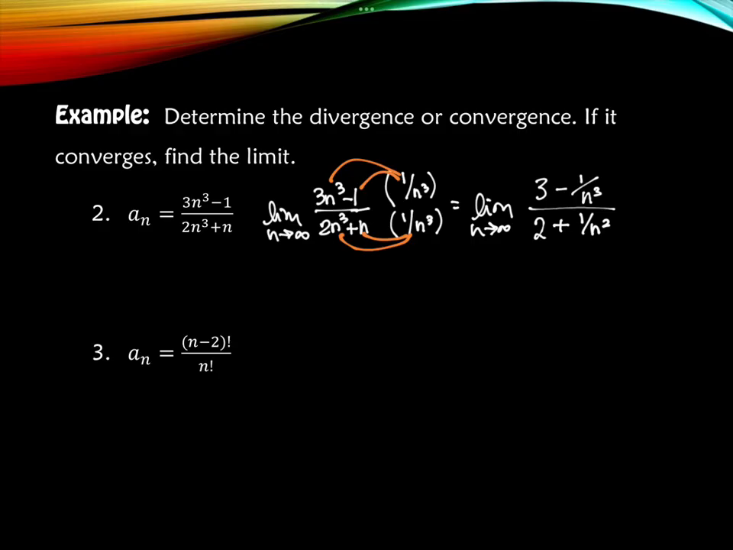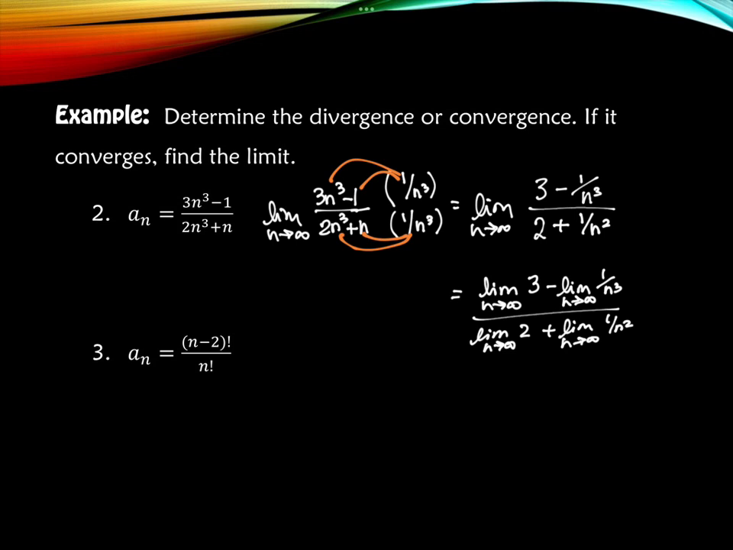What actually happens from those properties that we just had is that we're actually able to separate this and say, okie dokie, I'm going to do the limit as n goes to infinity of 3 minus the limit as n goes to infinity of 1 over n cubed, over the limit as n goes to infinity of 2 plus the limit as n goes to infinity of 1 over n squared. That's what those properties on the previous page said we're able to do.